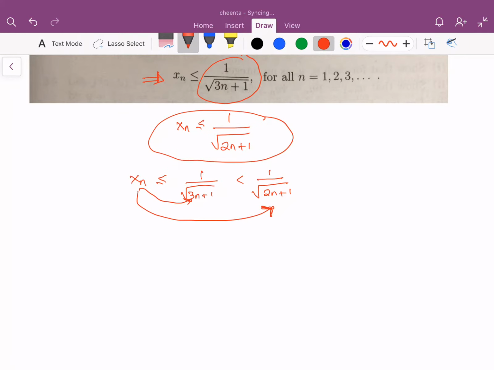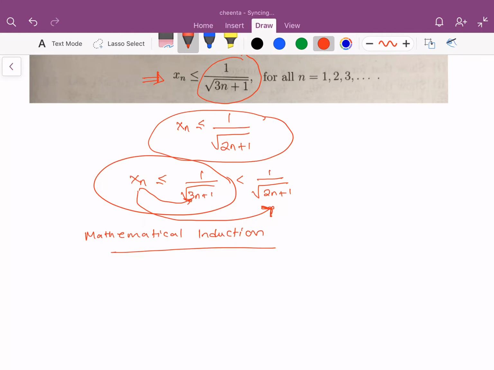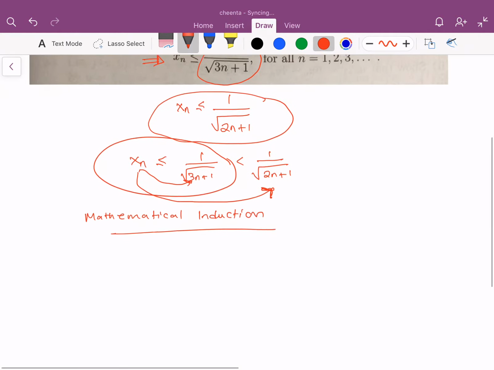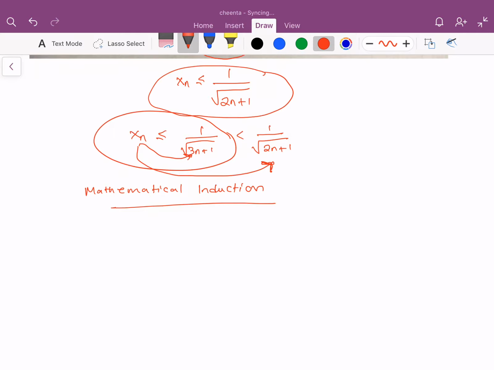We will use induction, mathematical induction, and the solution is pretty routine. There is nothing special about this induction actually. So if we look into the given expression, suppose we try it for n equals to 1. So this is the test case.